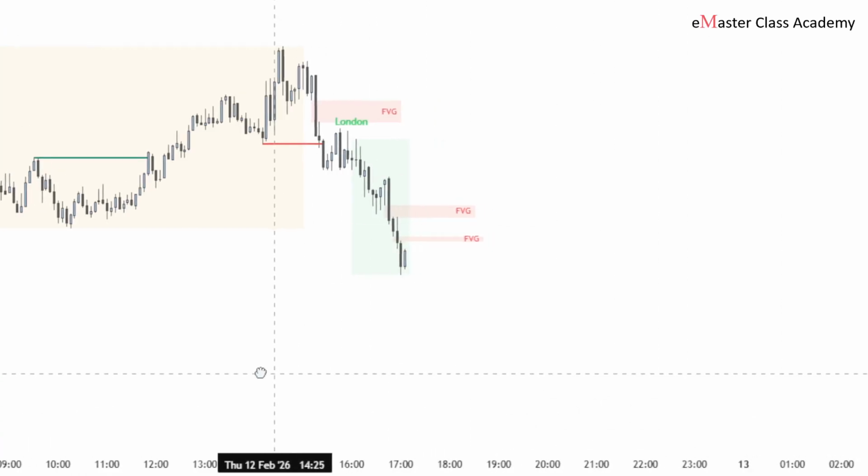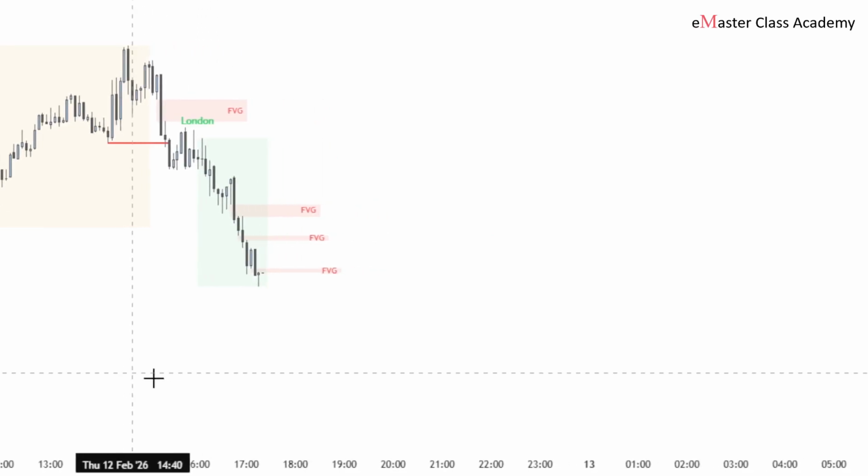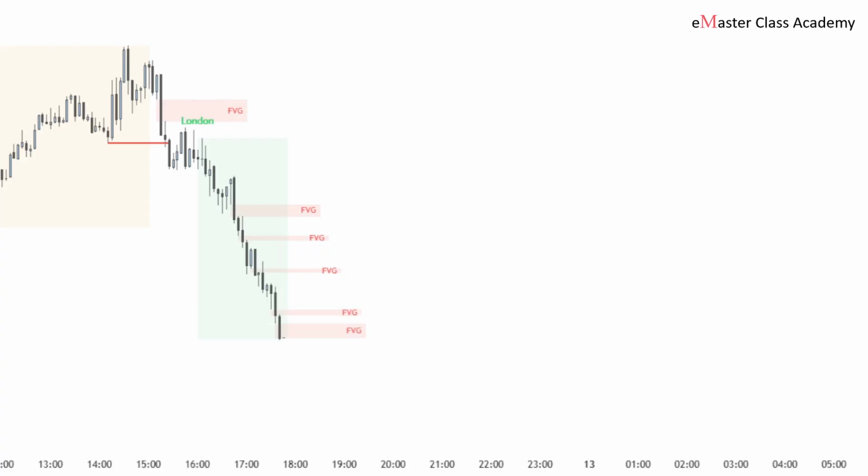Second, MSS, market structure shift. This is where real reversals begin. A market structure shift tells you that order flow has changed. We're waiting for confirmation. If higher highs and higher lows break, the market is shifting bearish. If lower lows and lower highs break, the market is shifting bullish.